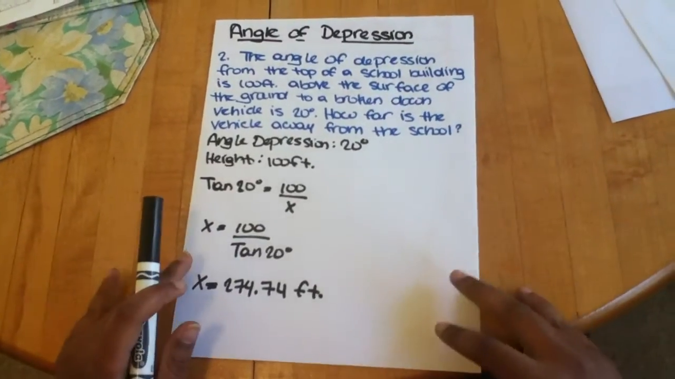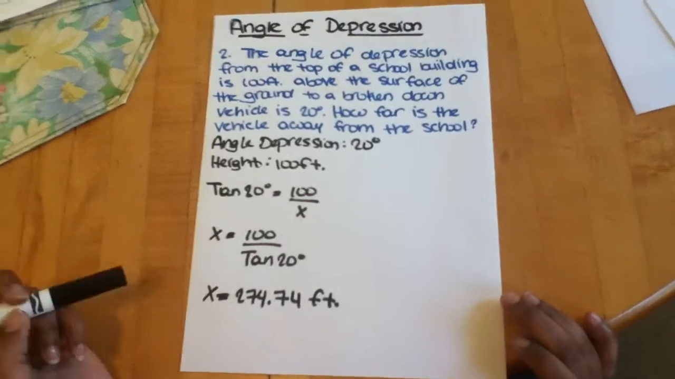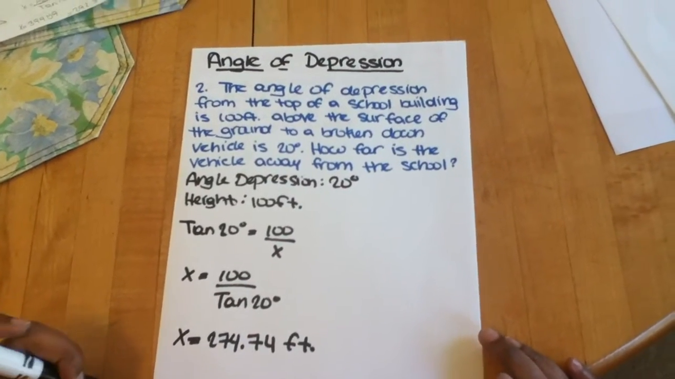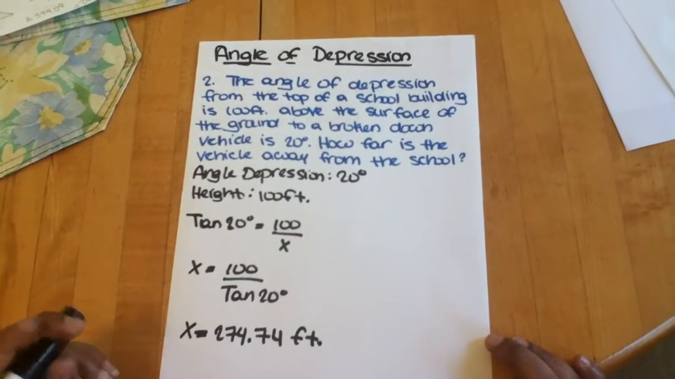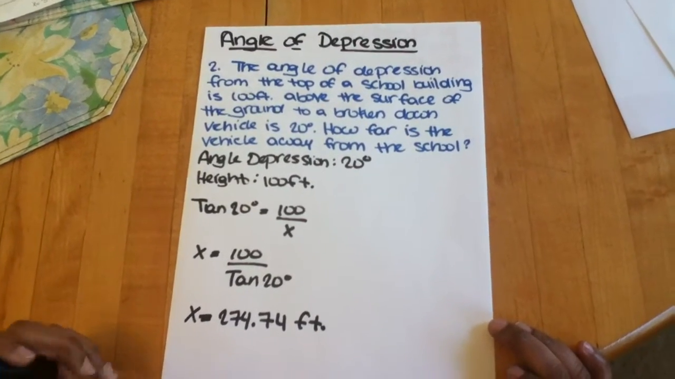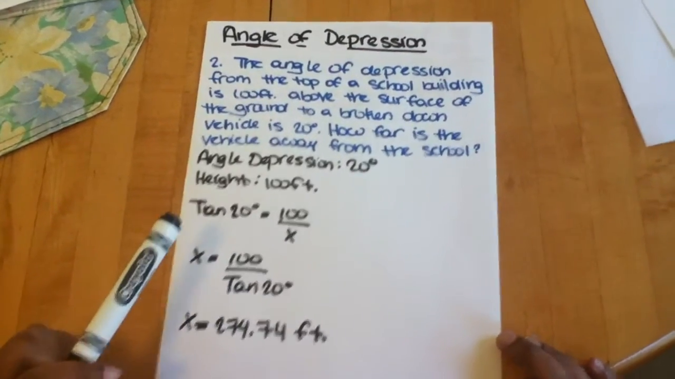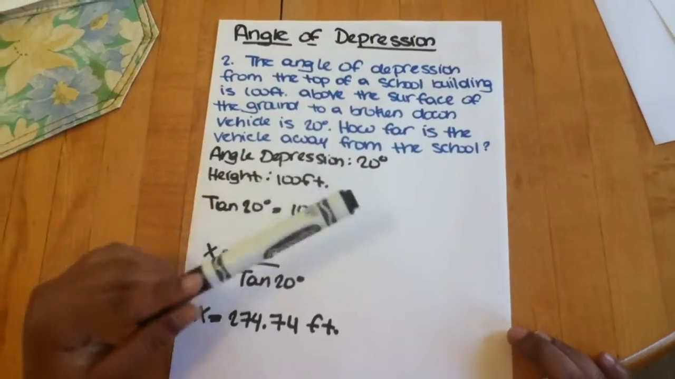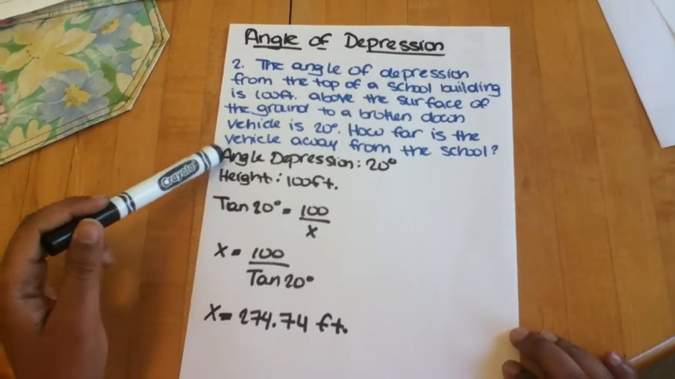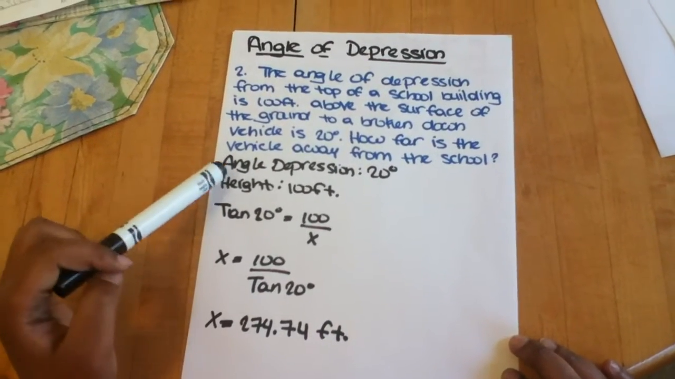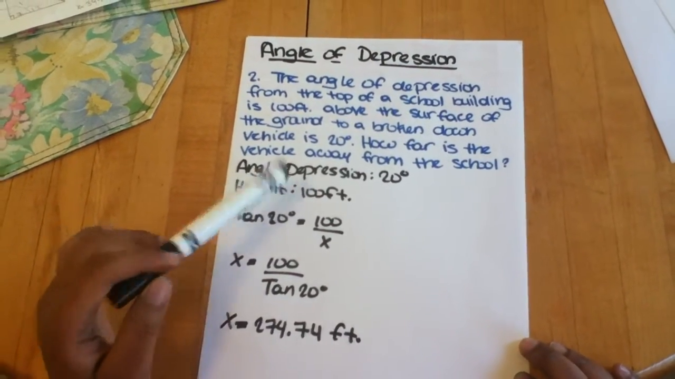So our second problem has to do with the angle of depression. The angle of depression from the top of a school building that is 100 feet above the surface of the ground to a broken down vehicle is 20 degrees. How far is the vehicle away from the school? Just like the first one, we're going to take out the given information. The angle of depression is 20 degrees, while the height of the school is 100 feet.